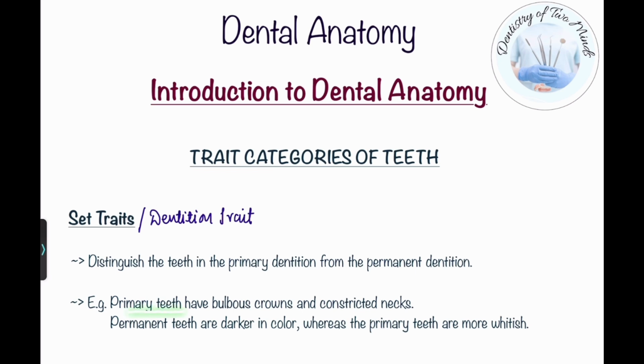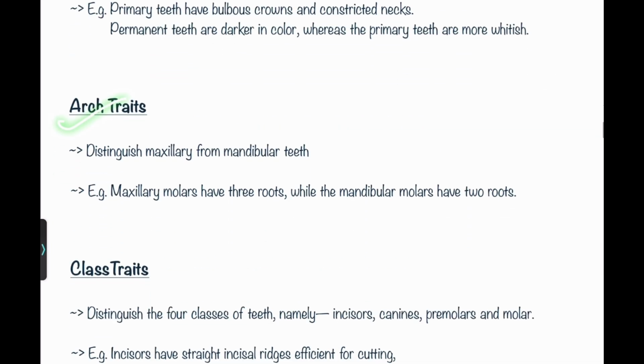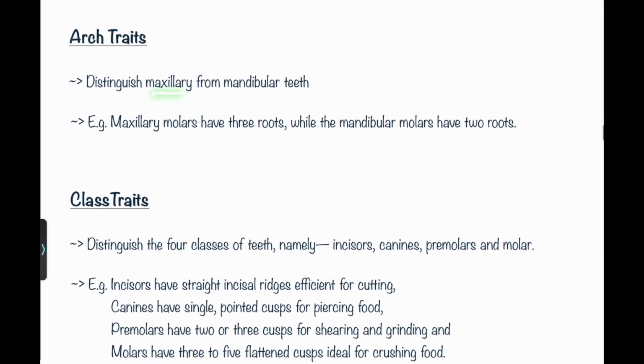Example: primary teeth have bulbous crowns and constricted necks. Permanent teeth are darker in color, whereas the primary teeth are more whitish. Arch trait. Arch trait distinguish maxillary from mandibular teeth. Example: maxillary molars have 3 roots, while the mandibular molars have 2 roots.